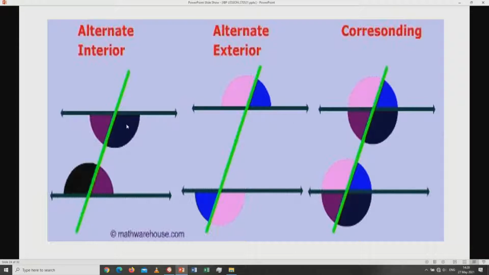Alternating interior, that's mainly what you talk about. That one is alternating but exterior, on the outside. They are alternating on the outside. This one is on the inside of the parallel lines. Those ones are on the outside of the parallel lines. But mainly we use the ones on the inside.